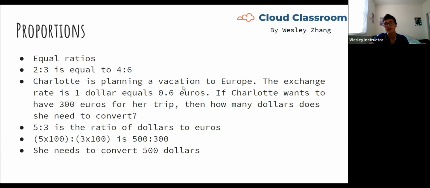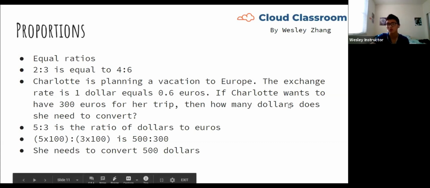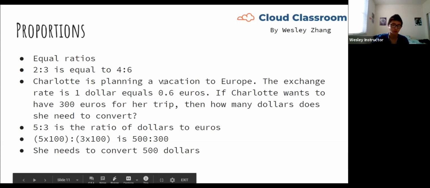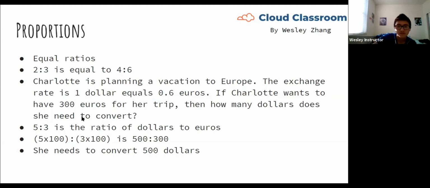Charlotte is planning a vacation to Europe. The exchange rate is $1 equals 0.6 euros. If Charlotte wants to have 300 euros for her trip, then how many dollars does she need to convert? So euros is the currency in Europe, if you guys didn't know that.